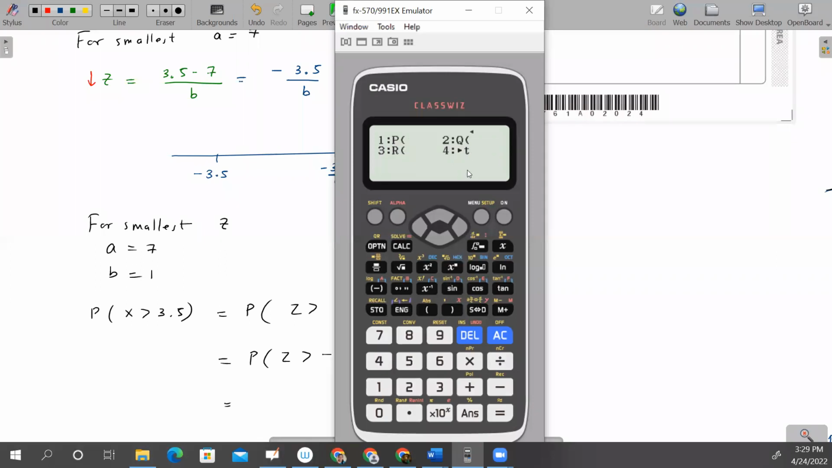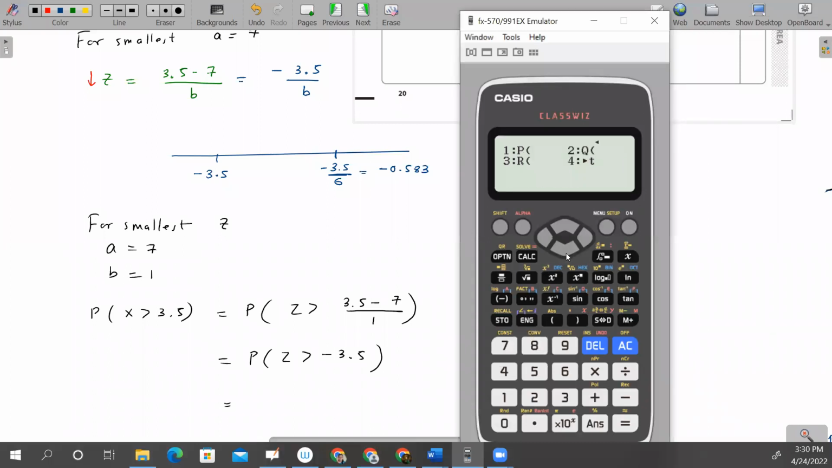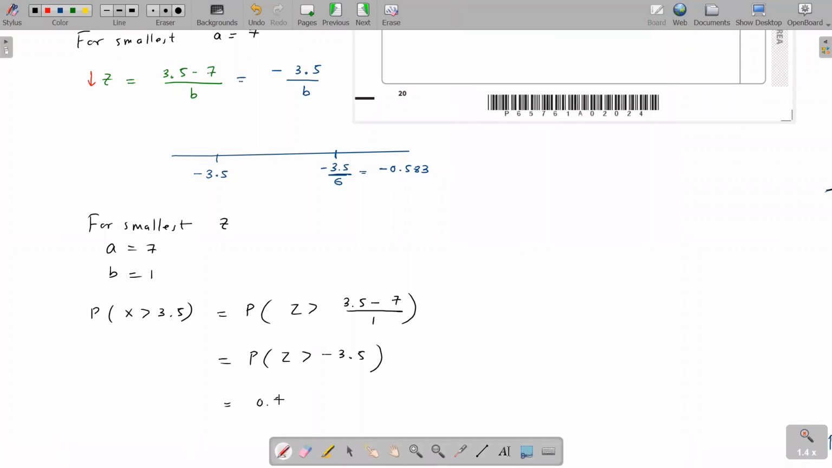So for the normal distribution, do we go for Q? How much is the answer? The normal distribution, go with R. R gives you the areas greater than. P gives the areas less than. So with the third one, R minus 3.5, this gives the areas greater than. So 0.99977 or 0.9998. So this is the largest probability that you could get for X greater than 3.5. Is this clear?